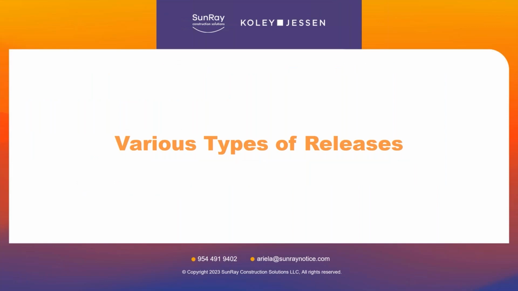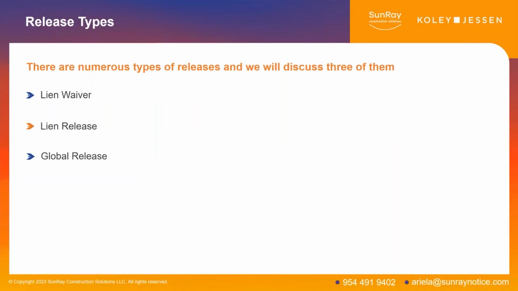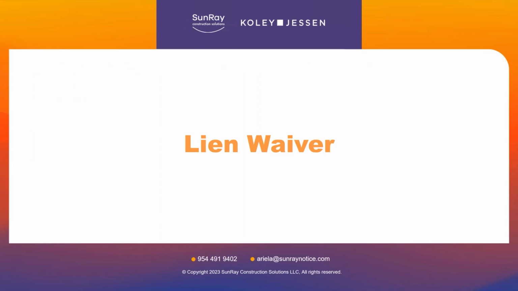And with that general overview, I'll give a little bit of a preview of what exactly we're going to cover. So there are numerous different types of releases that you may be familiar with. We're going to focus today on 3 different types: lien waivers, lien releases, and global releases or settlement releases. And while there are very important distinctions between all of these, you'll notice as we talk about each individual type that the general themes that Dan just went through with you pervade all of them and are important for all of these. So the first type of release that we're going to talk about today is a lien waiver.